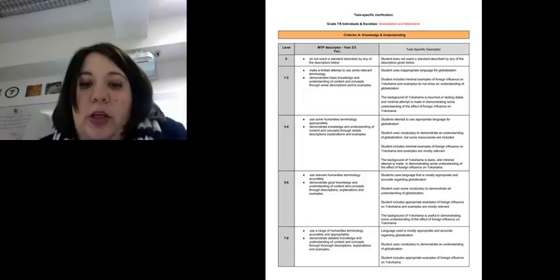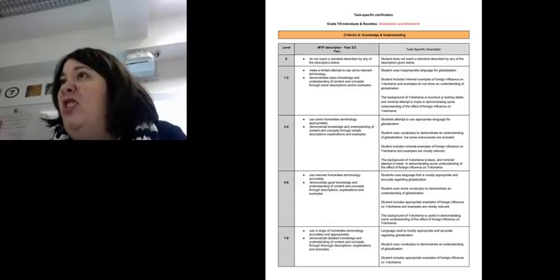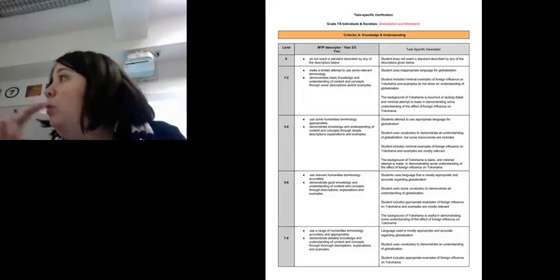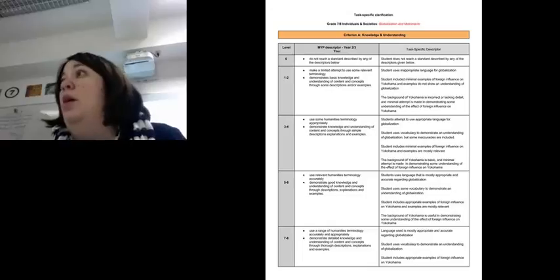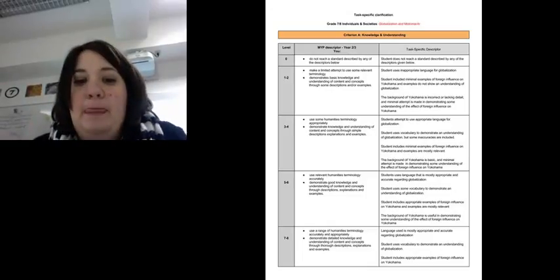Criteria A, knowledge and understanding. Language used is mostly appropriate and accurate regarding globalization. So looking right here, that would be what you write in your intro, what you write in your story of Yokohama, like the history of Yokohama, and what you do in your part 4. So thinking about language. Can you just wait and then I'll do all questions.